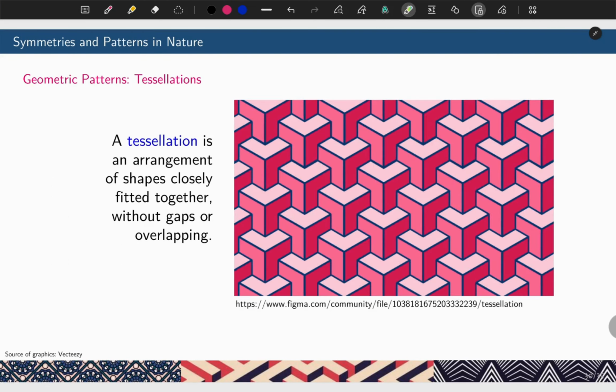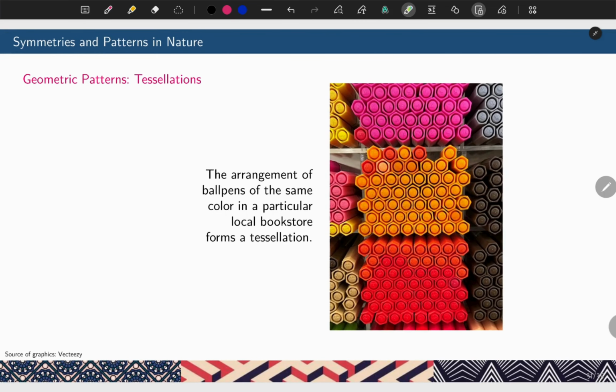Next, let's have tessellation. A tessellation is an arrangement of shapes closely fitted together without gaps or overlapping. This one, the figure below, this one is a tessellation. When you go to a bookstore, you will see the pens stacked up. This one generates a tessellation.